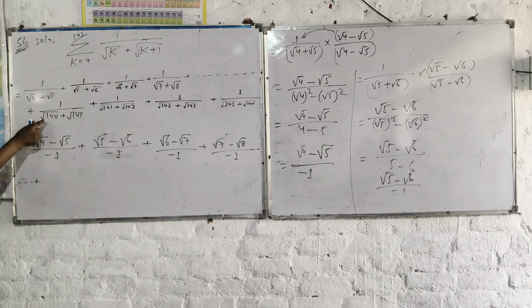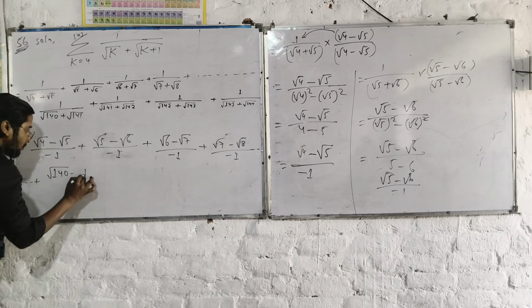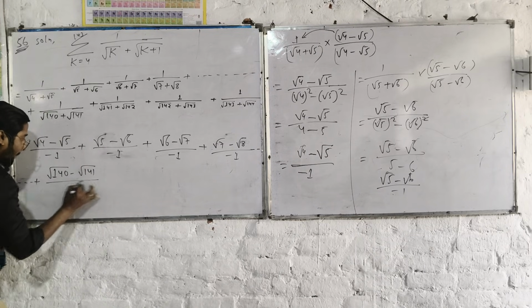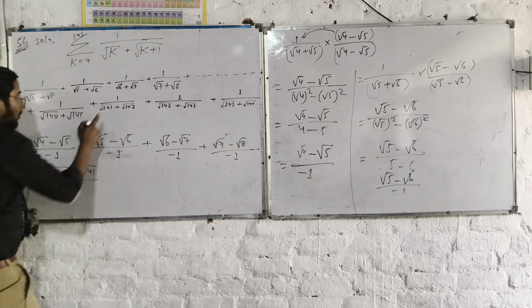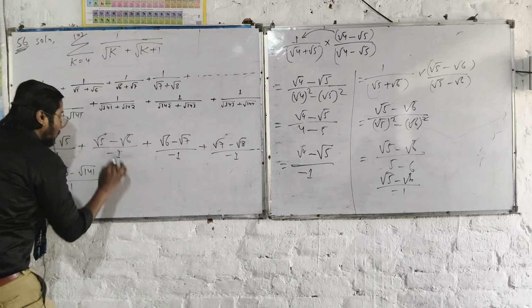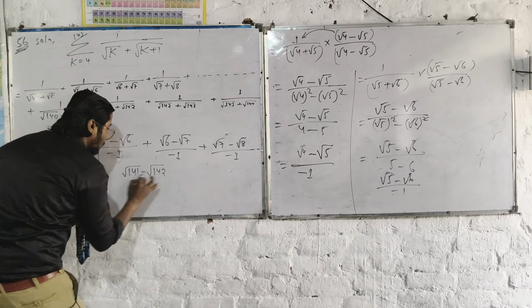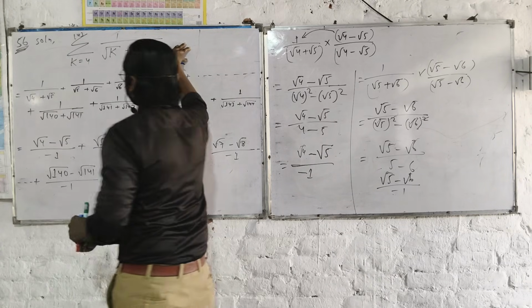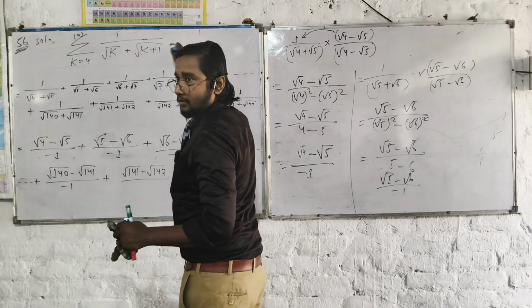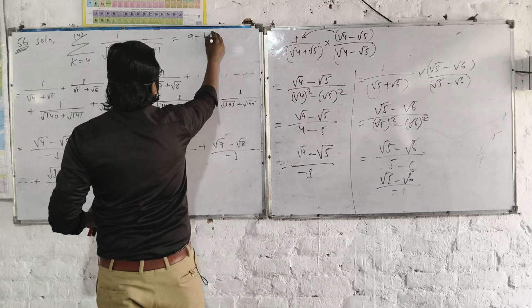Again, the same thing. Rationalization. Root under 140 minus root under 141. You tell me, you're noticing something? Let's come here. Plus root 141 minus root 142 upon minus 1. This is equal to something. Yes, sir. It is equal to a minus root b. Okay, no problem.